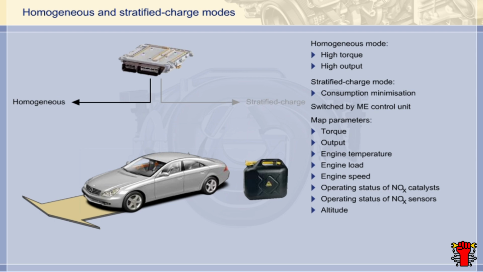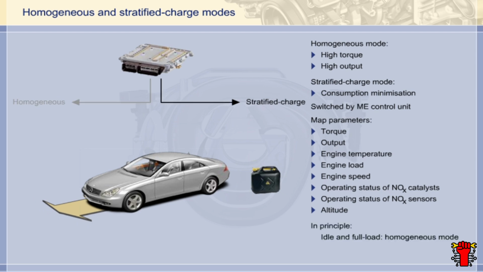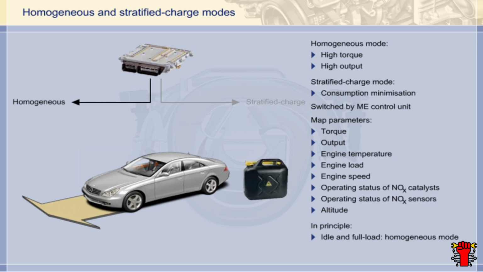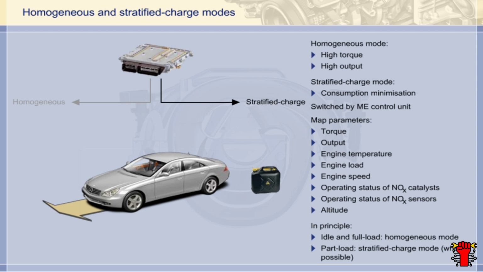The switching is map-controlled, using a number of parameters. Playing an important role here, alongside such parameters as engine load and engine speed, is the operating status of the nitrogen oxide catalysts. In general, we can say that the engine runs in homogeneous mode when idling and at full load. In the part load range, however, it operates primarily in stratified charge mode to reduce fuel consumption. Here, the most crucial limiting factor to be taken into account is the status of the NOx catalysts.